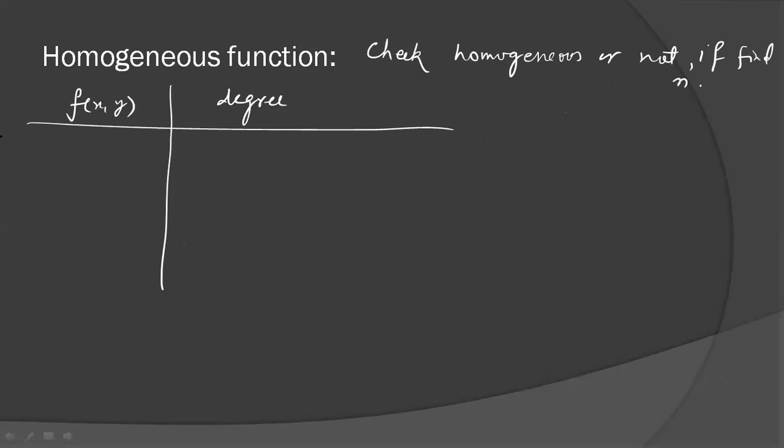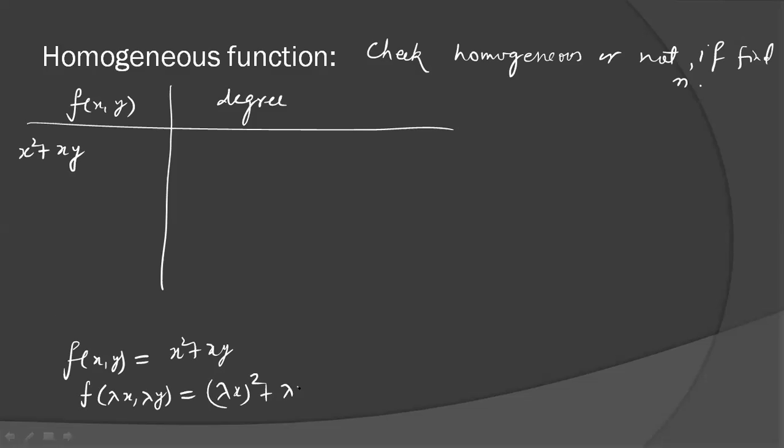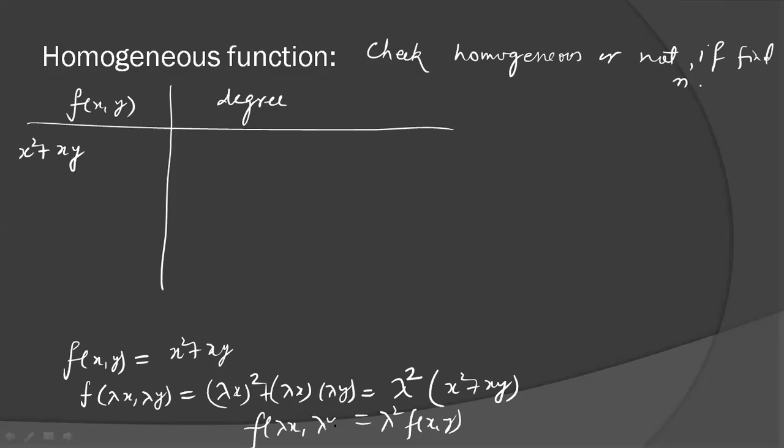Suppose you have the function x square plus xy. If we take this function, we have two approaches. What are the two approaches? We can write f of lambda x, lambda y will be lambda x whole square plus lambda x into lambda y. We can see that lambda comes out with the power 2: lambda square x square plus xy. This is again equal to lambda square of xy. So f of lambda x, lambda y is written as lambda square of xy. So its degree is 2.